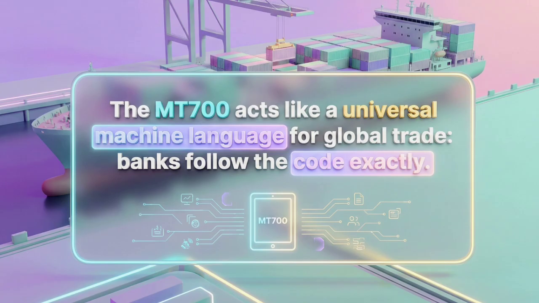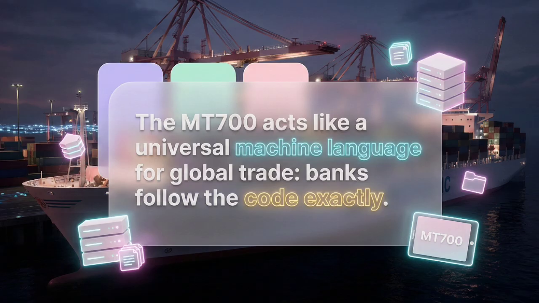Here's a powerful way to think about it. The MT700 acts like a universal machine language for global trade, and banks follow the code exactly. The banks are the computers. They don't try to figure out what you meant to do. They simply execute the instructions written in the fields exactly as they appear.